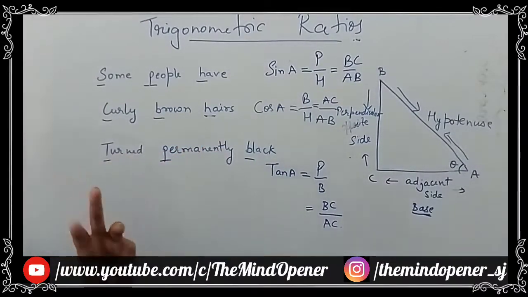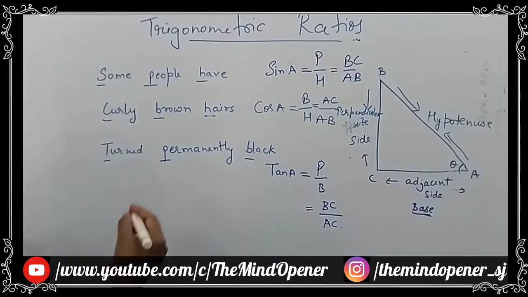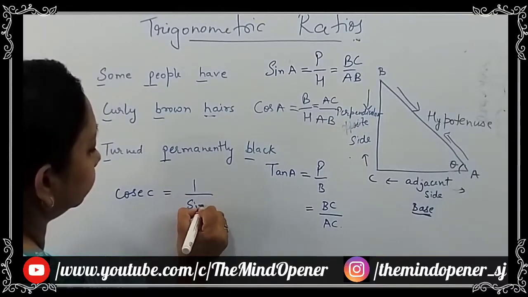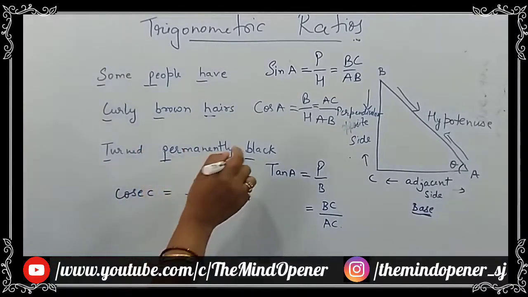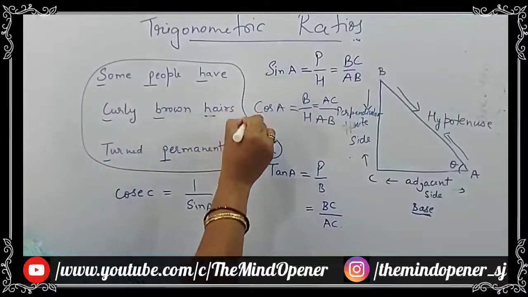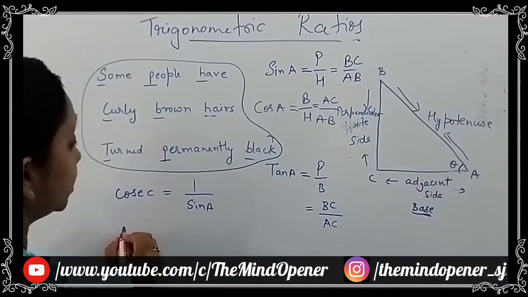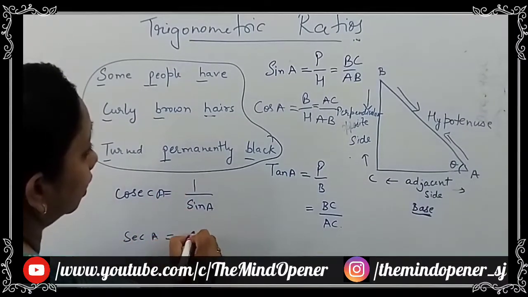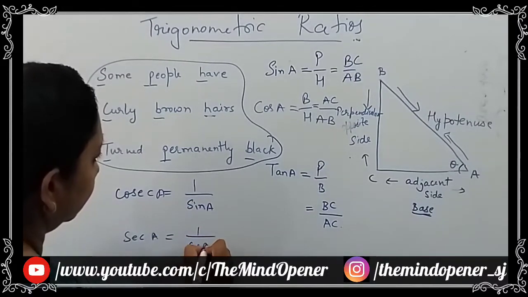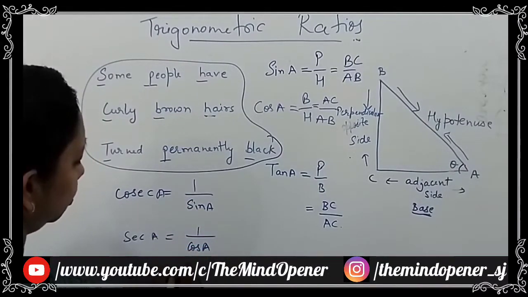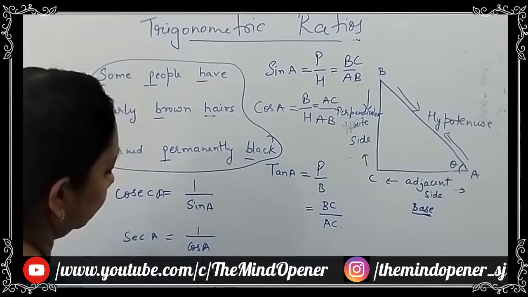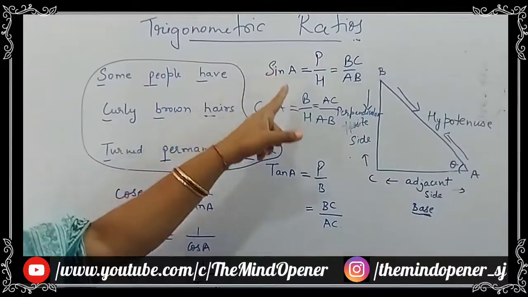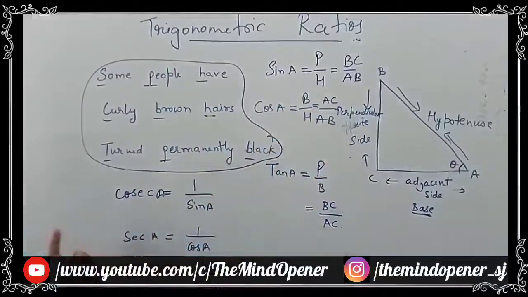Now, I have told you about three more ratios. What about those? Cosec is the reciprocal of sine. You just have to remember this jargon and your task is sorted. Cosec is the reciprocal of sine, sec is the reciprocal of cos, and cot is the reciprocal of tan.